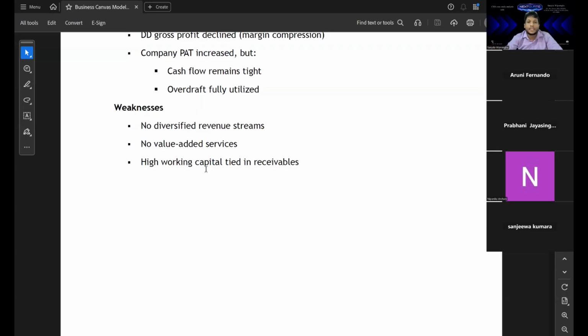Then high working capital tied in receivables. So remember, that means you are blindly selling. One thing I remember, sometimes they ask about overtrading, right? Overtrading also, they can ask what is meant by overtrading, and then and there you can write down these answers. Right.